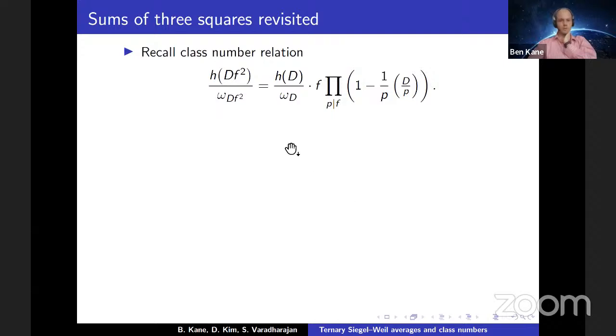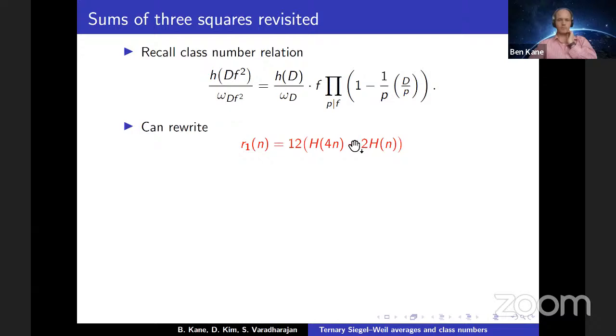So let's look at the formula in a slightly different way. Let's recall first of all this class number relation. So this is Gauss's class number. That's the number of primitive binary quadratic forms. And if you look at the number of primitive binary quadratic forms of discriminant d times f squared, it's related to the number of primitive forms of discriminant d up to some factor that is essentially f times some normalization factor here. So this product here.